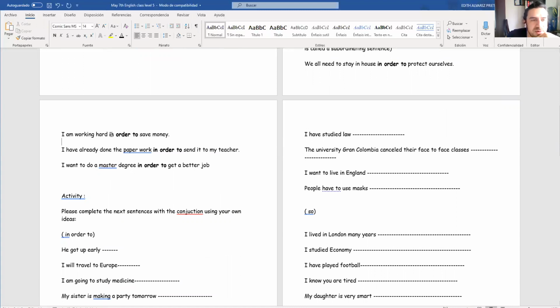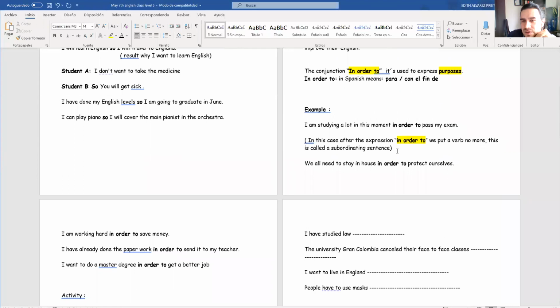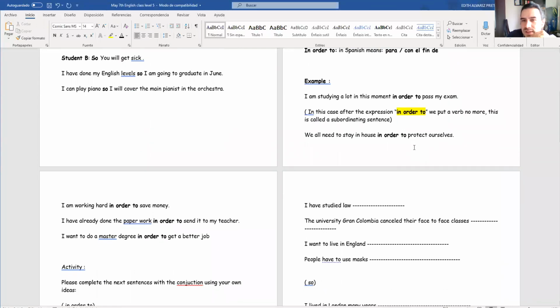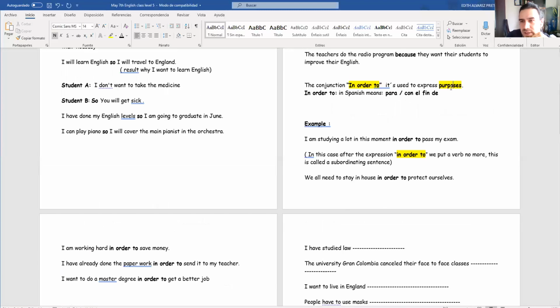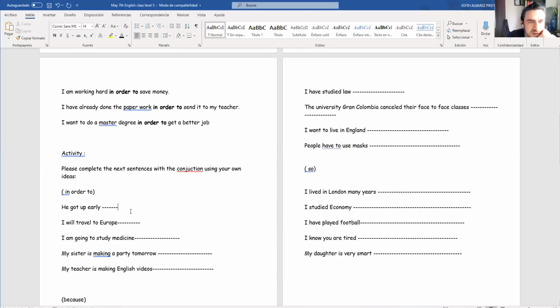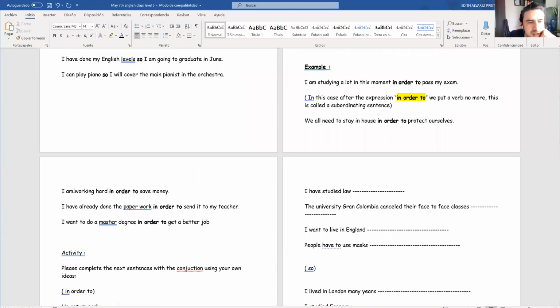¿Ok? I am working hard, vamos acá, I am working hard in order to save money. Entonces, ¿cuál es la razón por la que, in this case, in order to, sí, la causa, digámoslo así? El propósito, sí, el propósito más bien, que yo lo he colocado como purpose. I am working hard in order to save money. Entonces, ¿cuál es el propósito de trabajar mucho? Save, ahorrar plata. Entonces, trabajo mucho, estoy trabajando mucho para, con el fin de ahorrar.